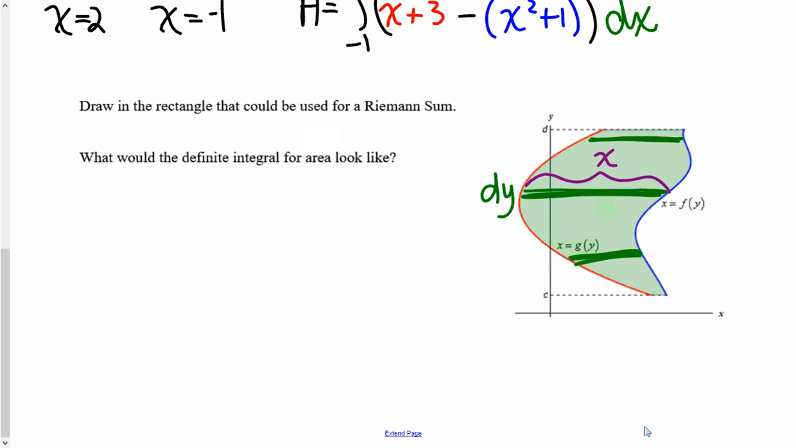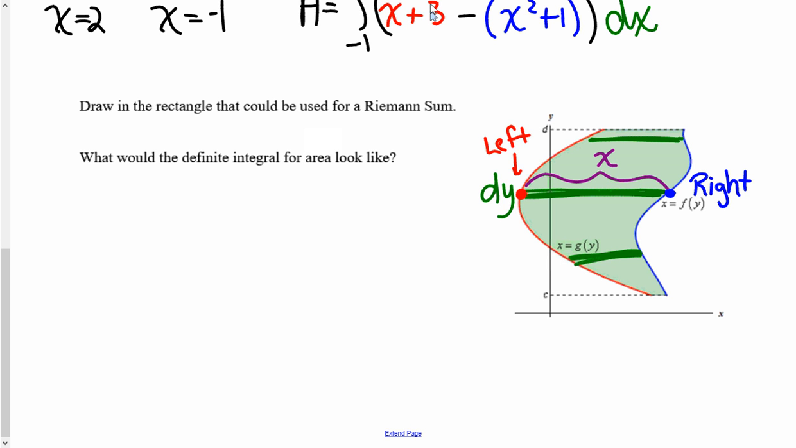So for this distance x, instead of doing top minus bottom, I'm doing the rightmost, which would be the biggest x value. The rightmost x value is the biggest, and the leftmost x value is the smallest. So again, I'm always doing biggest minus little. That might be an easier way to remember it. We're doing big minus little.